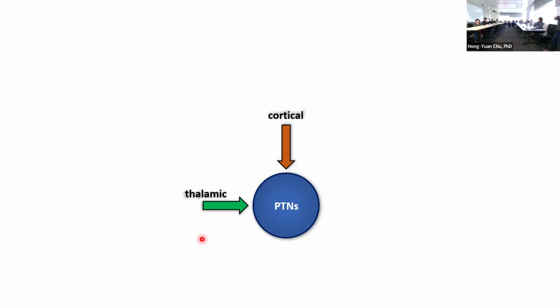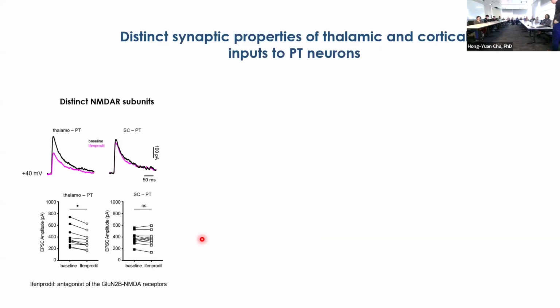So, we're electrophysiologists, and the best thing we can do is compare their synaptic properties, whether these two synapses have different properties or not. And it looks like it's correct that these two synapses have very distinct synaptic properties regarding their postsynaptic AMPA-NMDA receptor compositions. So in this study, we recorded EPSCs from PT neurons at plus 40 millivolts and in the presence of antagonists for GABA receptor and AMPA receptor.